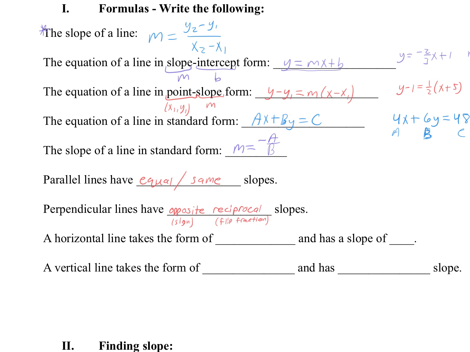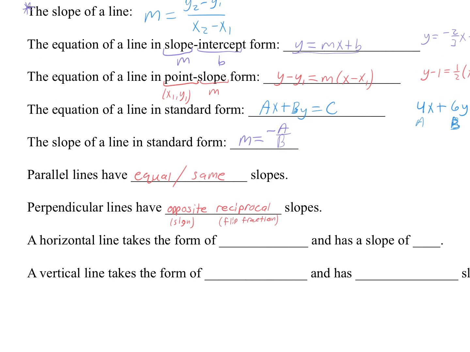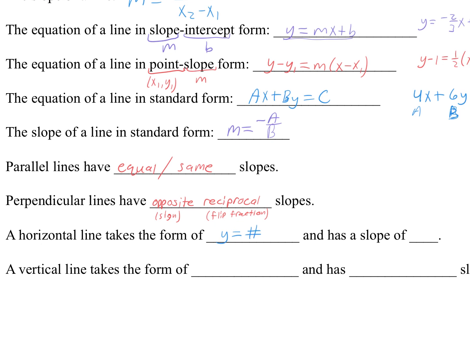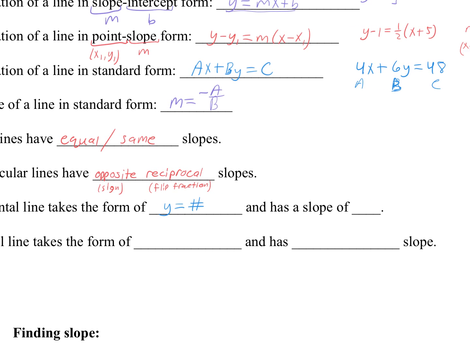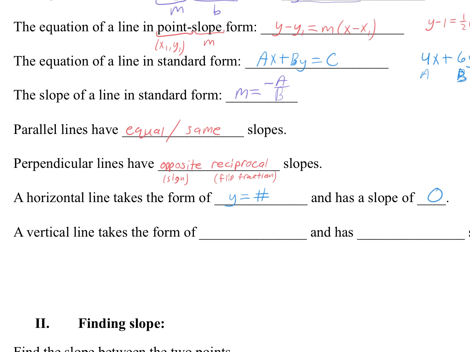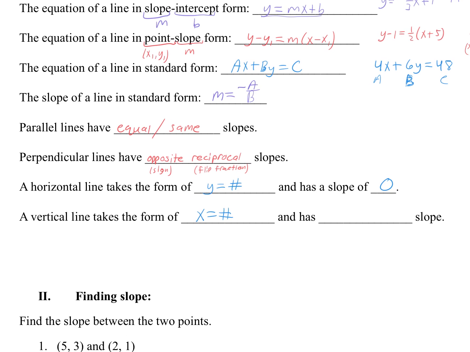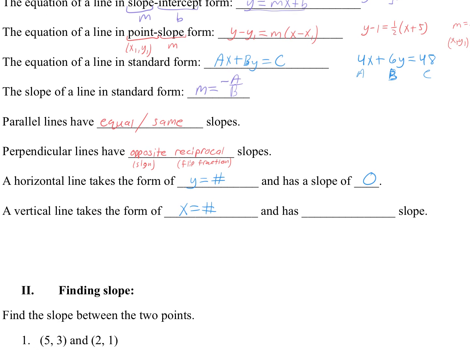A horizontal line is always going to take the form of y equals a number, and a horizontal line has a slope of 0, always. All right, on that note, a vertical line is going to take the form of x equals a number, and it's going to have an undefined slope.